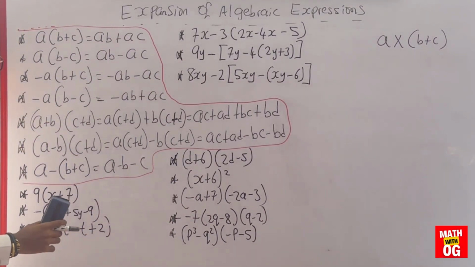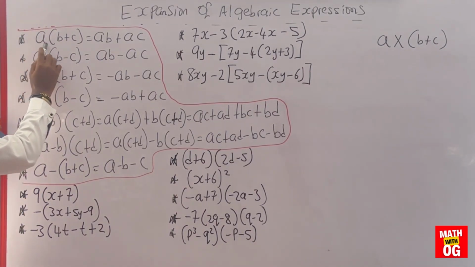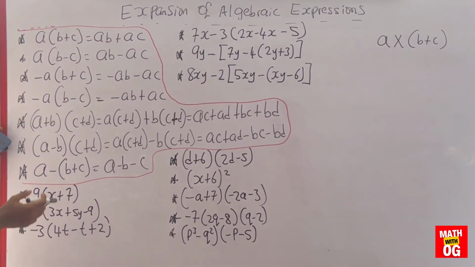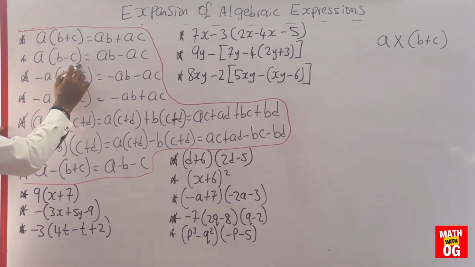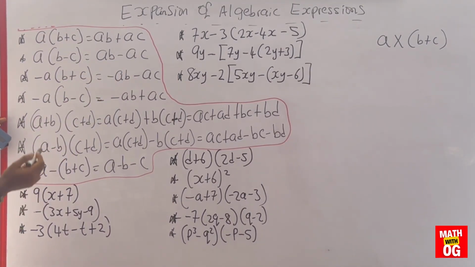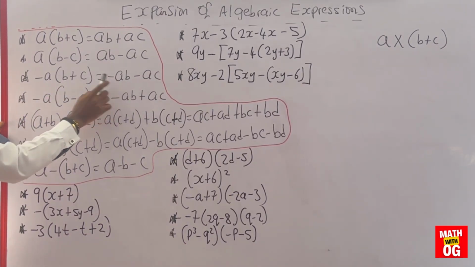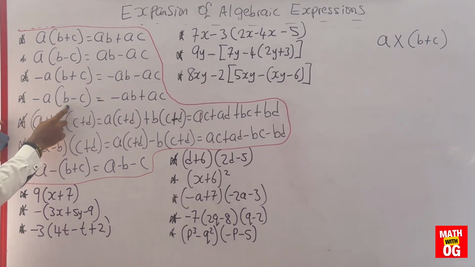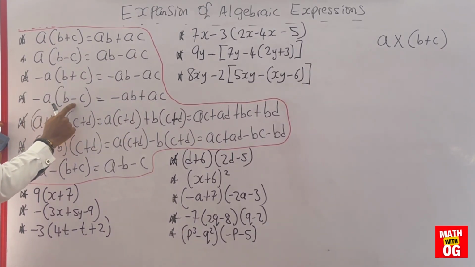And take note of the sign. Your A here is positive A, this is positive B, and this is positive C. So your A will multiply B, giving you AB. Your A will multiply positive C, giving you positive AC. Similarly, if you have A multiplying B minus C, A times B is AB, A times minus C is minus AC. Similar fashion, now you have a minus A multiplying B plus C. Minus A times B is minus AB, minus A times C is minus AC. Here you have minus A multiplying B minus C, minus A times positive B is minus AB, minus A times negative C is positive AC, because minus times minus is plus.